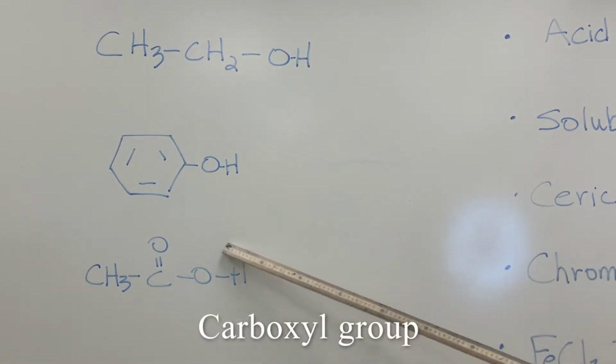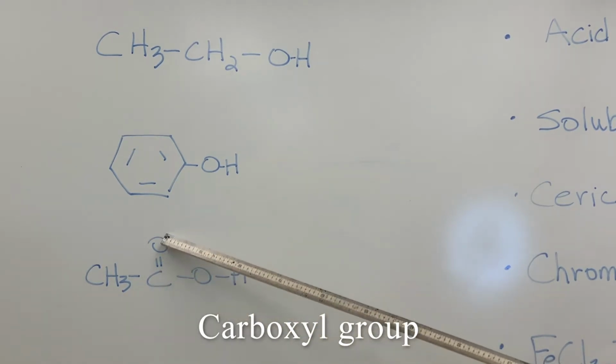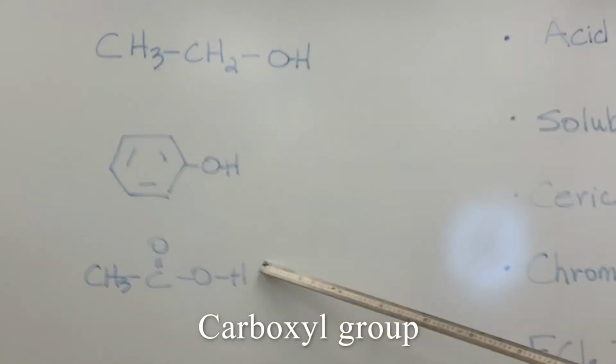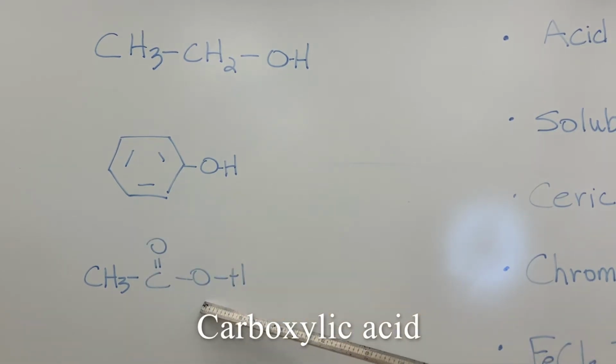And then if you also notice at the bottom, we've got an OH group that's connected to a carbonyl group. When you see this combination, we call that a carboxyl group. This is a carboxylic acid.